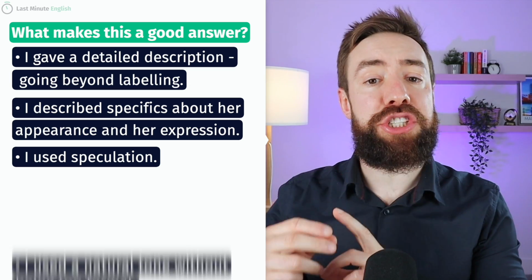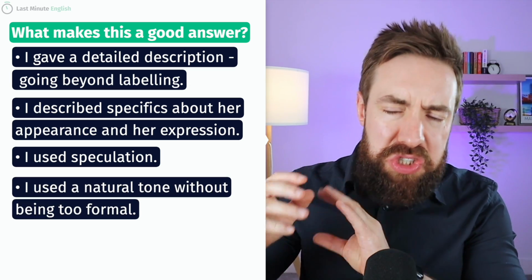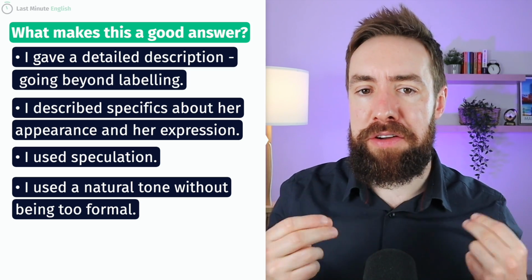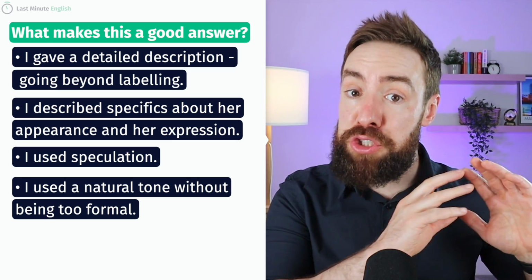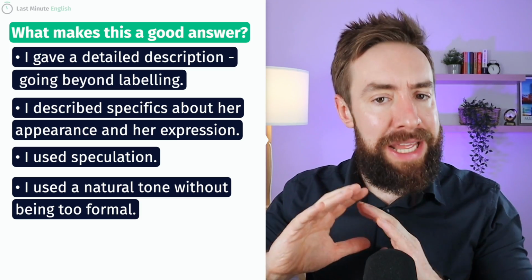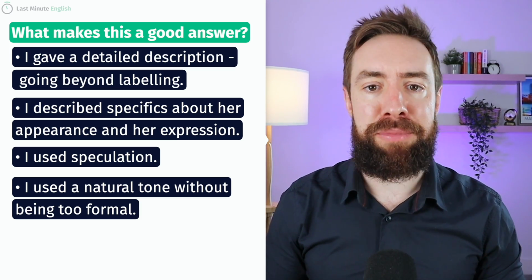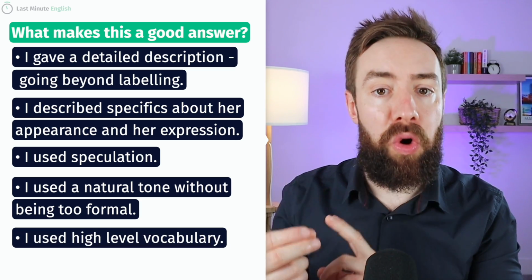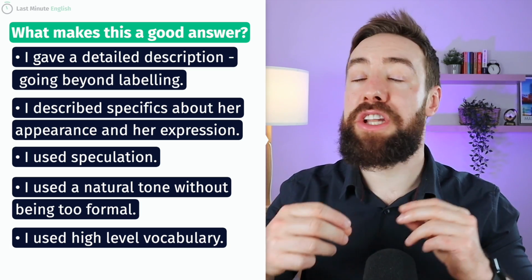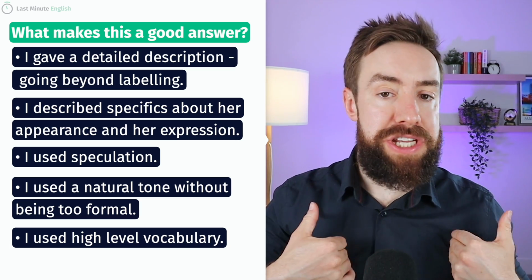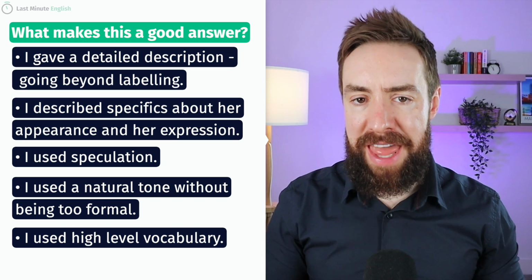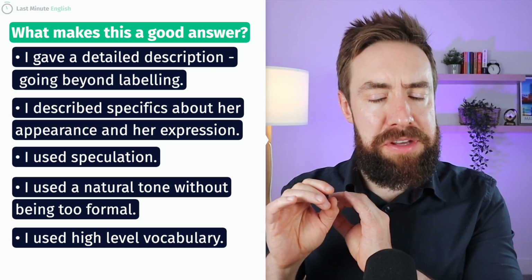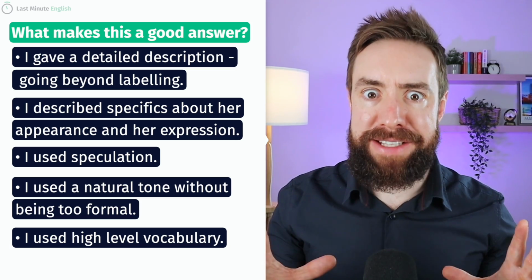I also used a natural tone. I wasn't super formal. For these speaking questions, you don't have to be very formal, okay? But also don't be too informal. You want to be somewhere in the middle, and I think this is a good example of that. And I also used some higher level vocabulary. So I said it was a close-up portrait. I said that she has a lot of wrinkles. I also said that she projects a certain energy. Projects means like she gives out that energy. Now, we don't have to make every word advanced vocabulary.